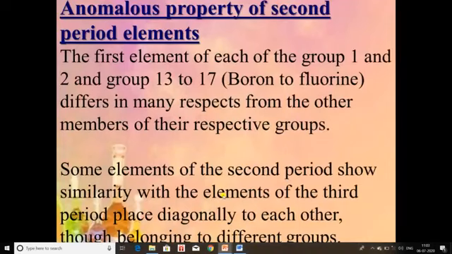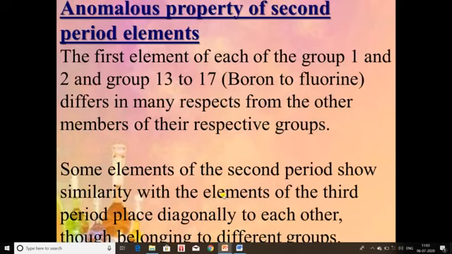Next one is the anomalous property of second period elements. That means the different properties which are shown by second period elements like carbon, oxygen, nitrogen. So the first element of each of the group 1 and 2 and group number 13 to 17, that is boron to fluorine, differs in many respects from the other members of their respective groups. And how do they differ from the other members of the groups?